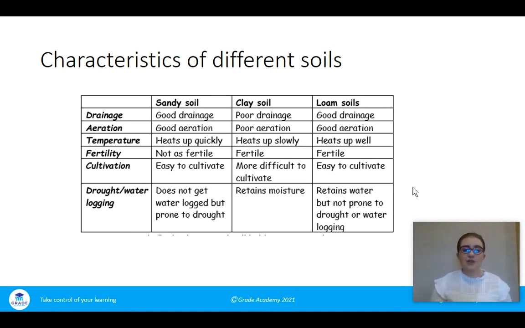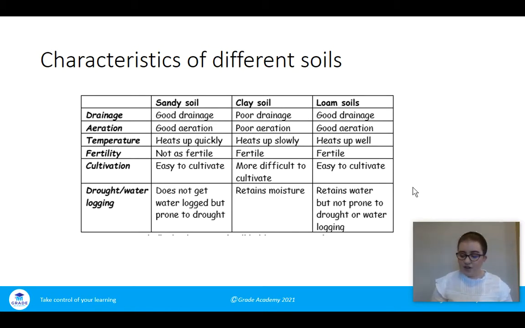So sandy soils have good drainage. Why? Because there are large pores, and so the water can move through easily. And when the water can move through easily, it's going to be able to move right throughout the soil. It's not going to get lodged in any particular area. When there's good drainage, there's generally good aeration in soil. So for sandy soil, they have large pores, so again, air is going to be able to move through easily. It heats up quite quickly because the water and the air can move through quickly, so that's going to help with the temperature.